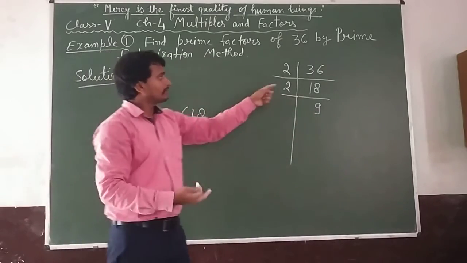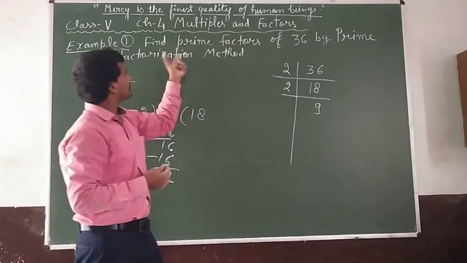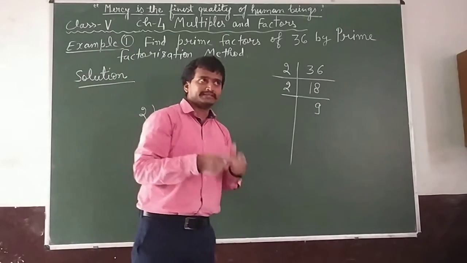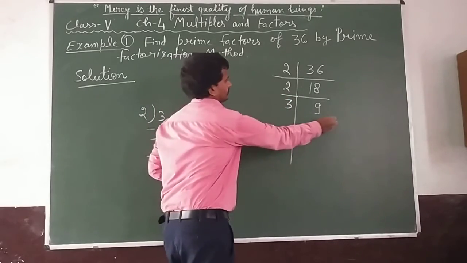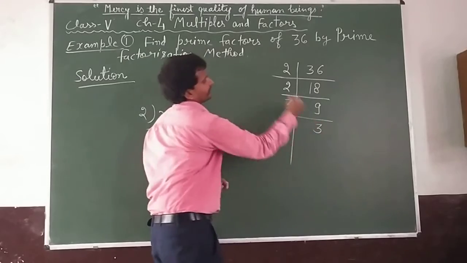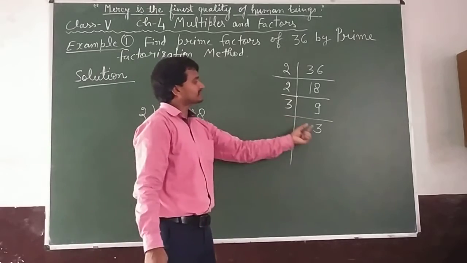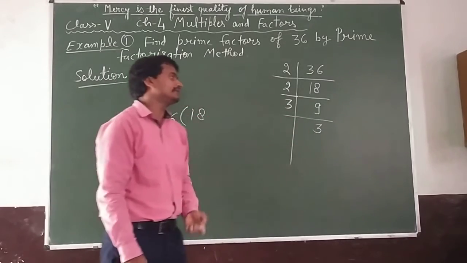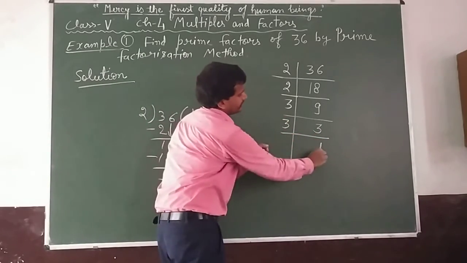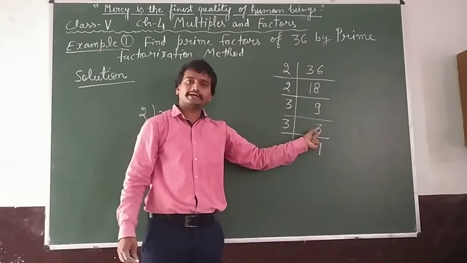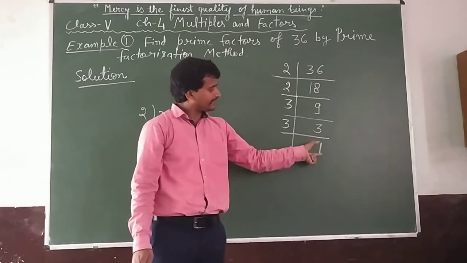Now, 9 is an odd number, so it is sure that 9 will not be divisible by 2. Move to the next prime number, because we are finding prime factors, we are doing prime factorization. So after 2, the next prime number is 3. So divide by 3. How many times? 3 times, because 3 3s are 9. Next, 3 is also an odd number, and 3 is divisible by 3. How many times? 1 time, because 3 ones are 3. We stop the process as soon as we obtain the 1.